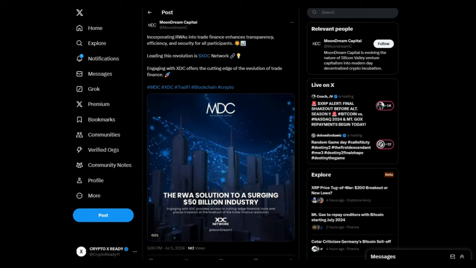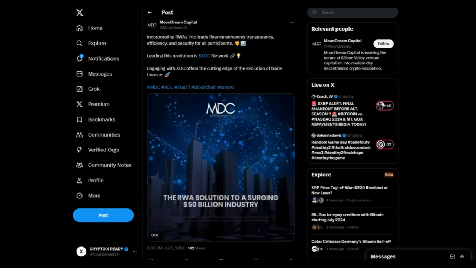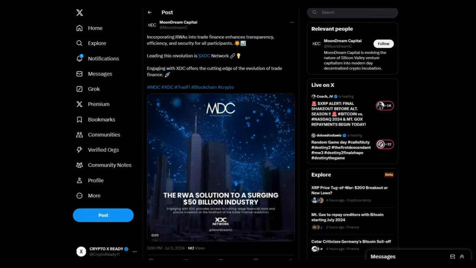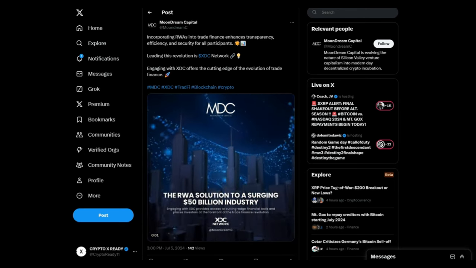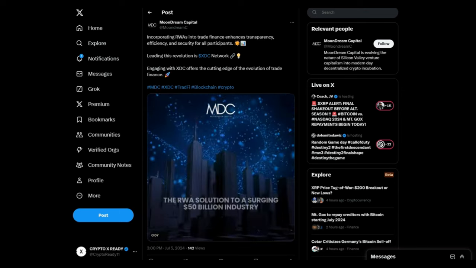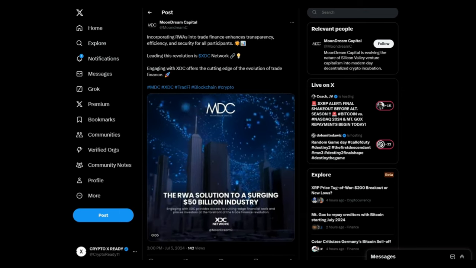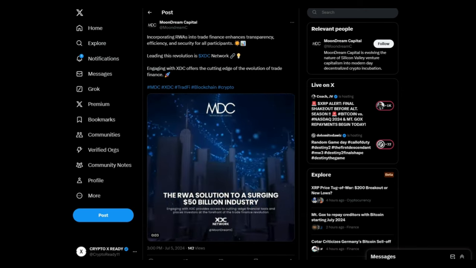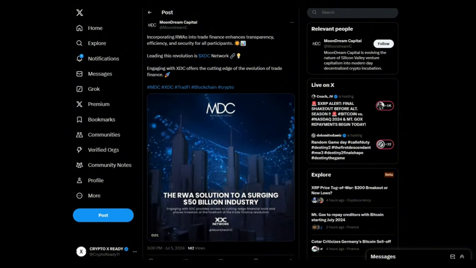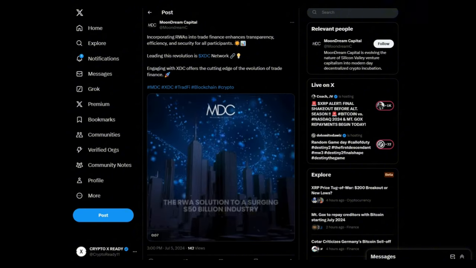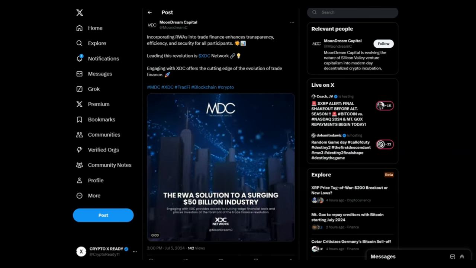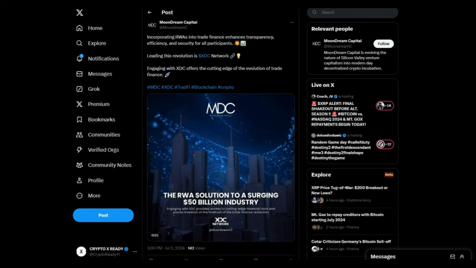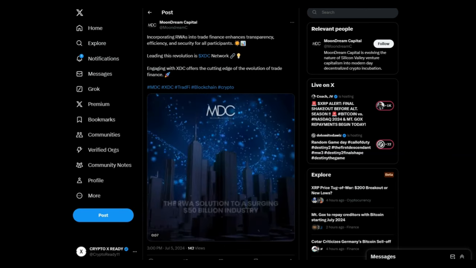Looking at a tweet from Moondream Capital. Incorporating RWAs into trade finance enhances transparency, efficiency, and security for all participants. Leading this revolution is XDC Network. Engaging with XDC offers the cutting edge of the evolution of trade finance. I could not have said that better myself. The RWA solution to a surging $50 billion industry.